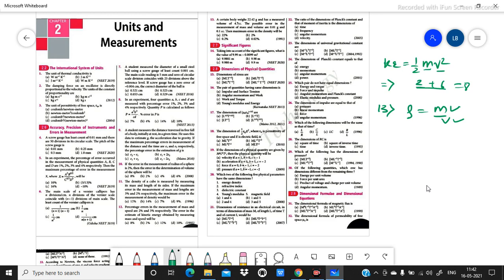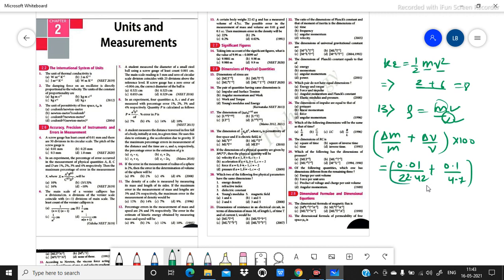So in this type of problem, you have to do like this. Remember, del m by m plus del v by v. Error in mass plus error in volume, because the errors are always added. Though mass by volume is density, the error in mass and error in volume will get added. So del m by m plus del v by v into 100% will be your answer. It is given del m is 0.01 divided by 22.42 plus del v is 0.1 divided by 4.7. So you just keep on calculating into 100. Finally you will get the answer as 2% error in density, which is nothing but option B.